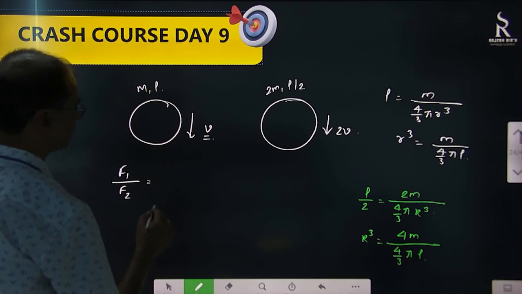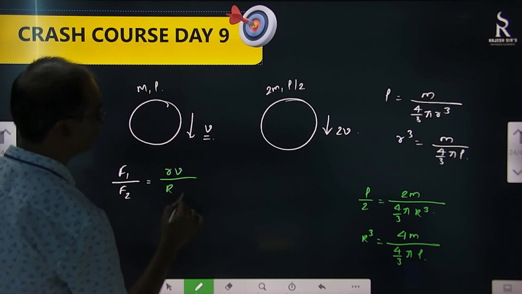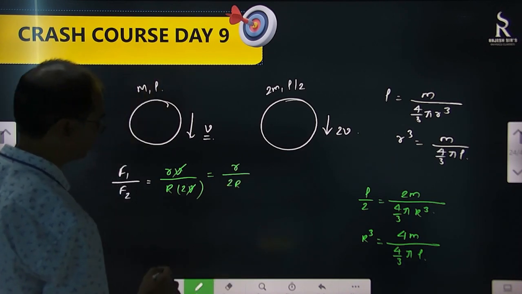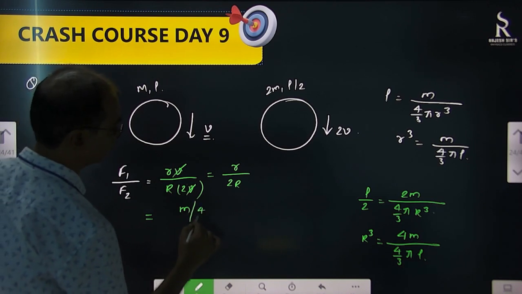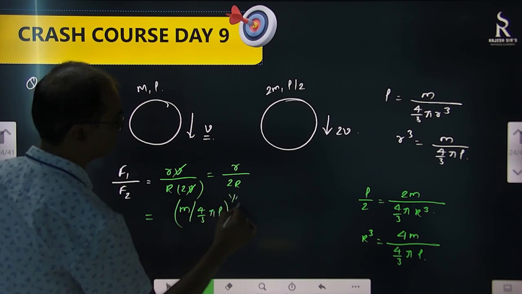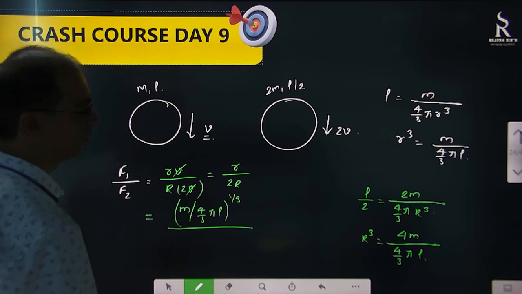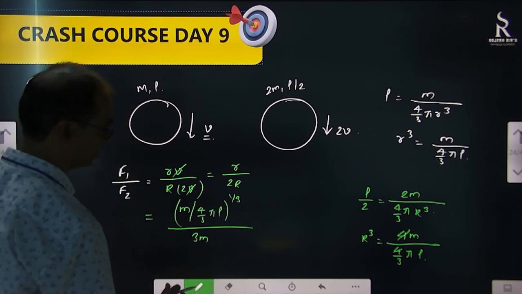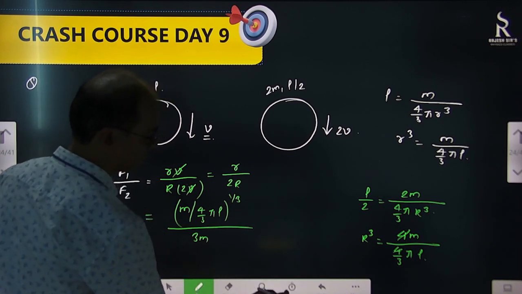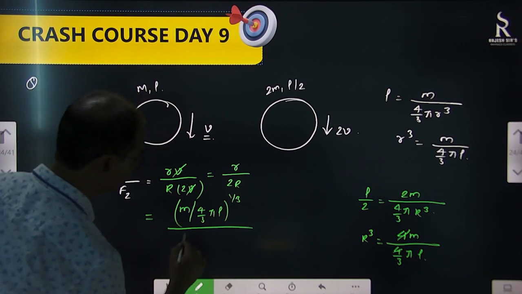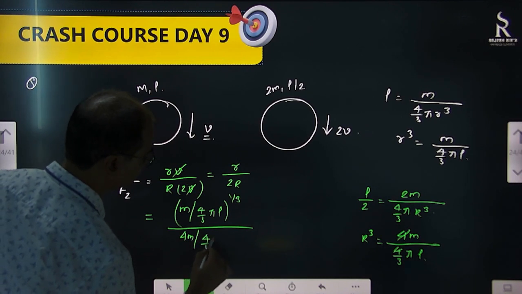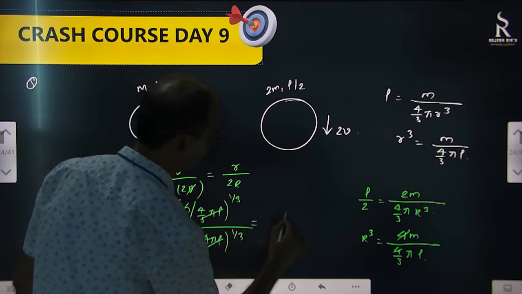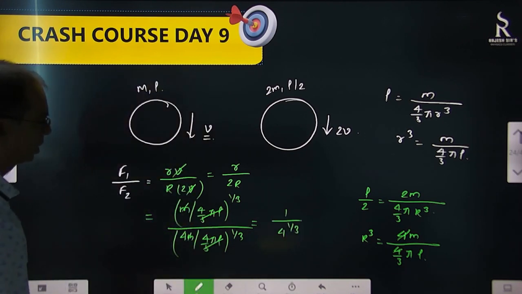We are going to write it over here. So first is r into v, and this is r into 2v. This cancels first. So what we have? R by 2r. What is r? M by 4 by 3 pi rho to the power 1 by 3. And here, don't cancel the 4 by 3 pi rho, let it be like that only. So 4m by 4 by 3 pi rho to the power 1 by 3. This and this fully cancel. M and M cancel. What we got? 1 by 4 to the power 1 by 3. That's F1 by F2.